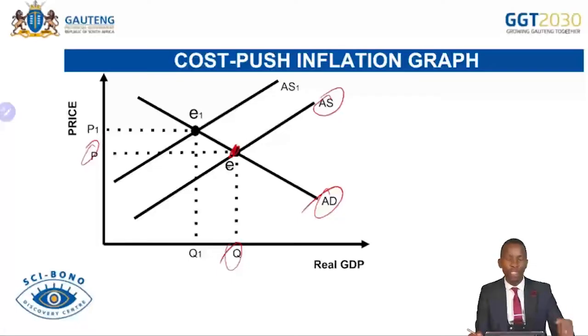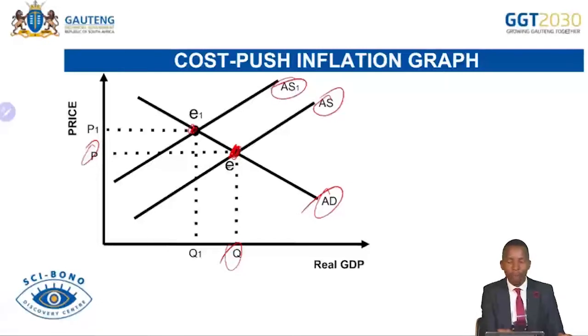The cost push inflation, it occurs. Maybe the key inputs become more expensive to the point that producers find it expensive to buy those machines. So as they buy those machines, what will happen then? The supply will be affected negatively. Some of them cannot afford to bring those machines into the country because of the high cost. So the supply will be declining. So we see the supply declining from AS to AS1.